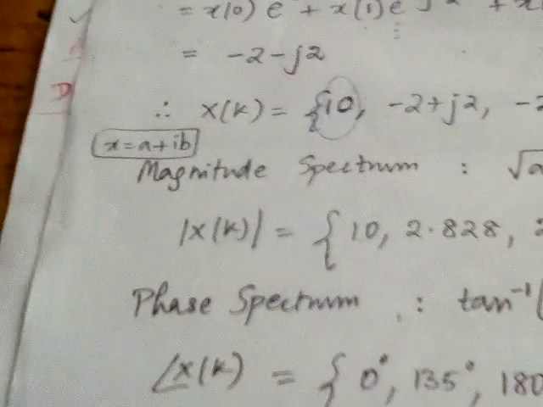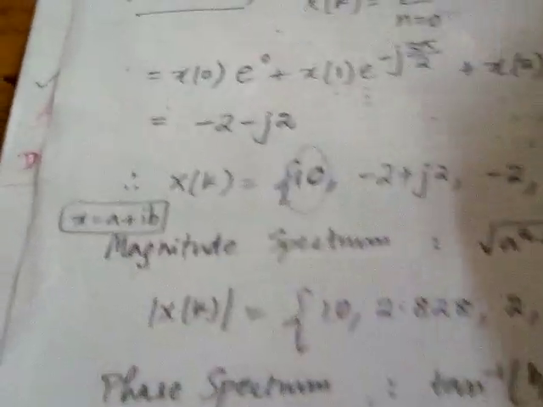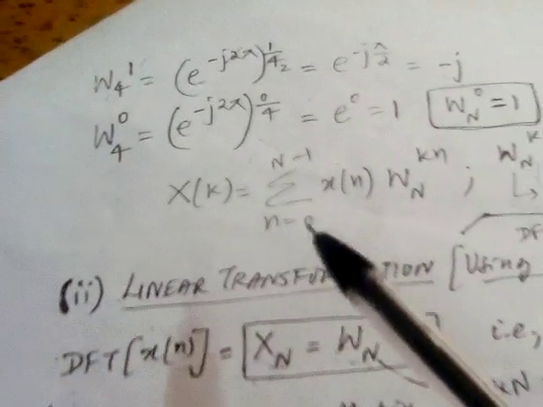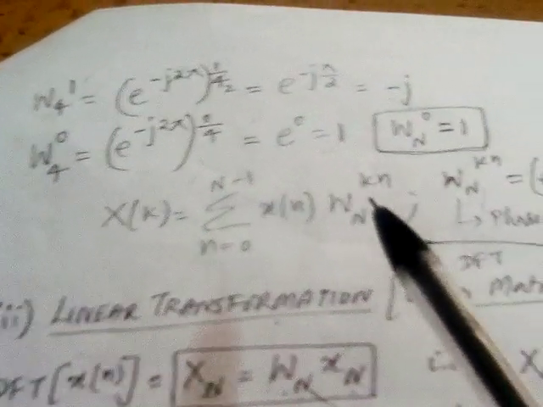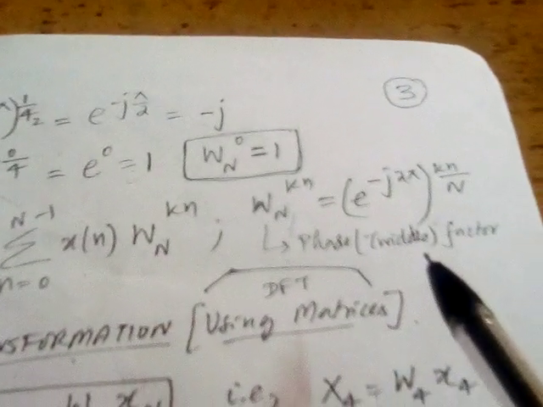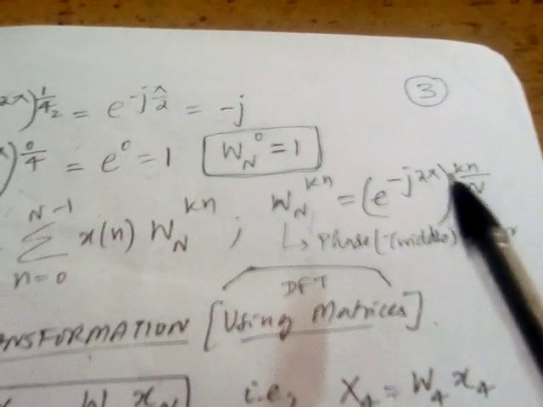Okay, so this is by definition or the direct method. Next is by linear transformation or using matrices. For that the formula is simplified to X of k equals sigma n equal to 0 to N minus 1, x of n W N power kn, where W N power kn is called the phase factor or twiddle factor, e power minus j 2 pi kn by N.